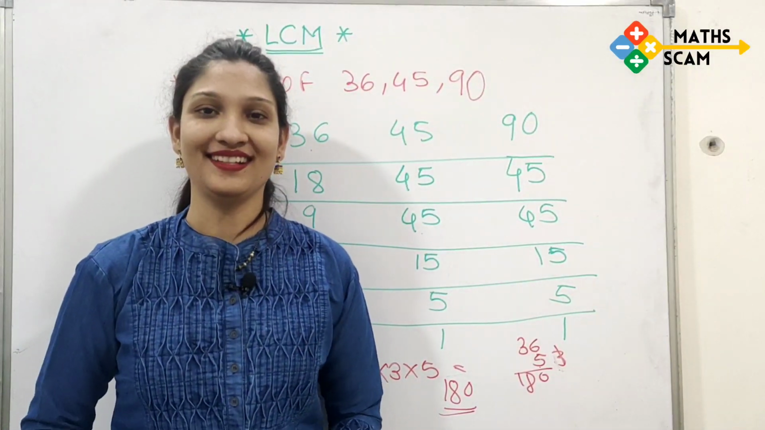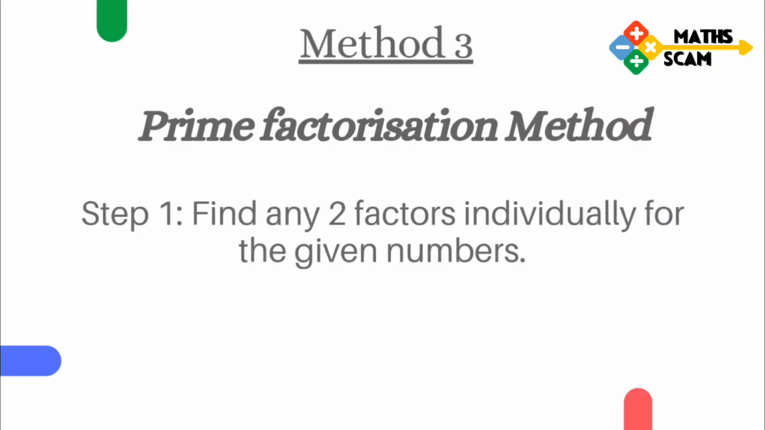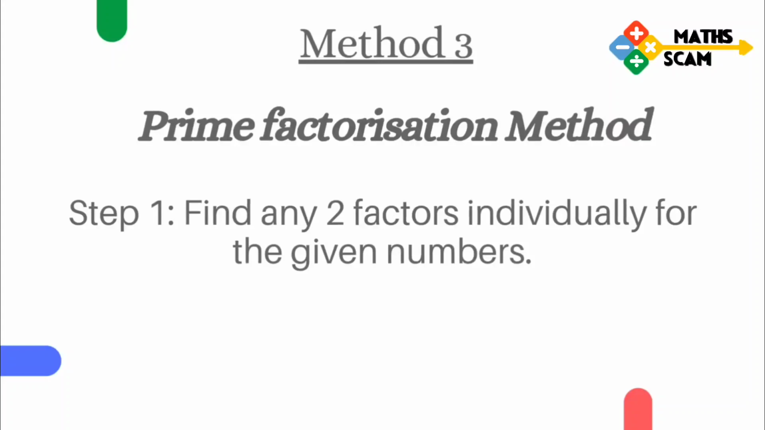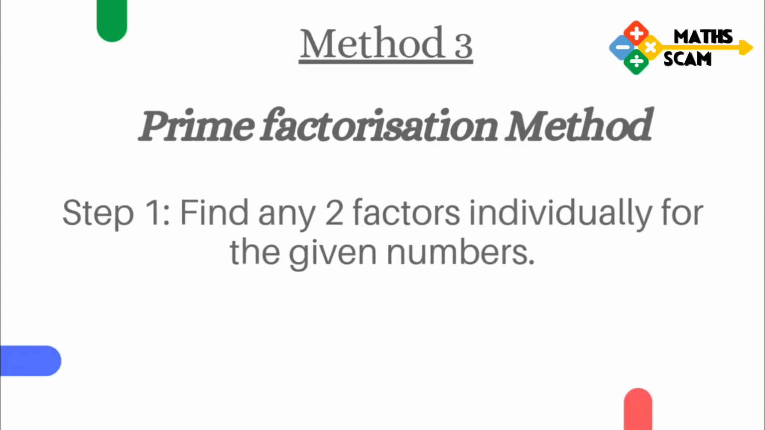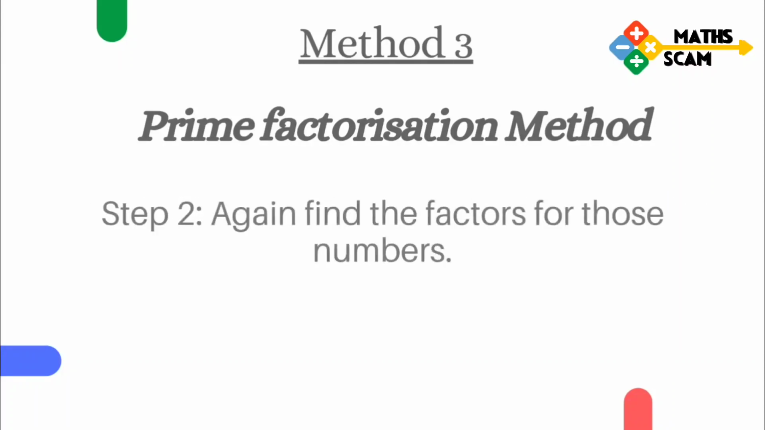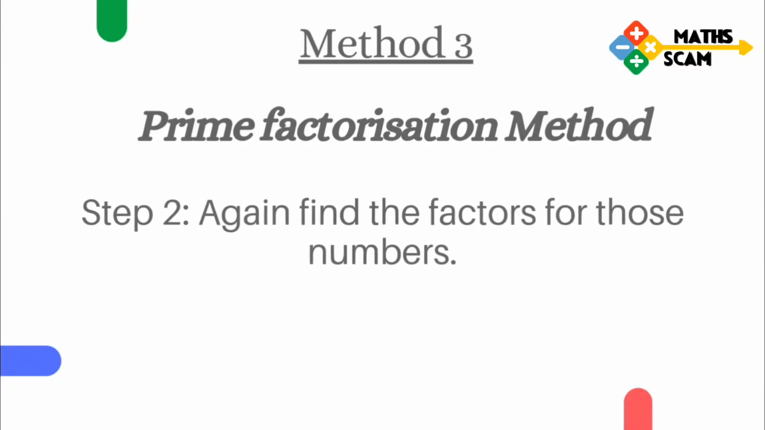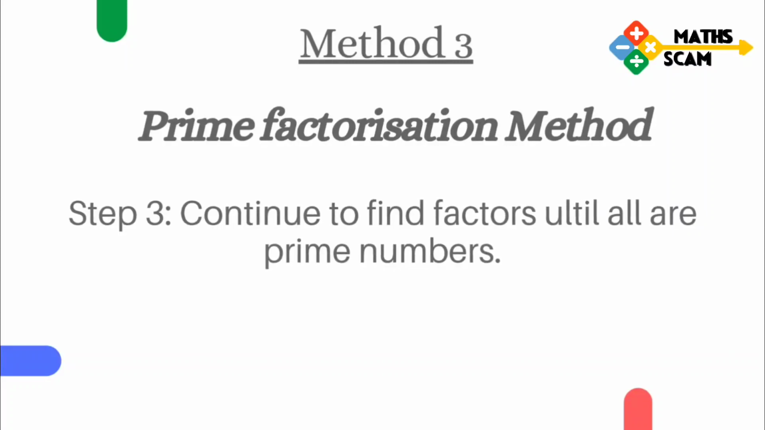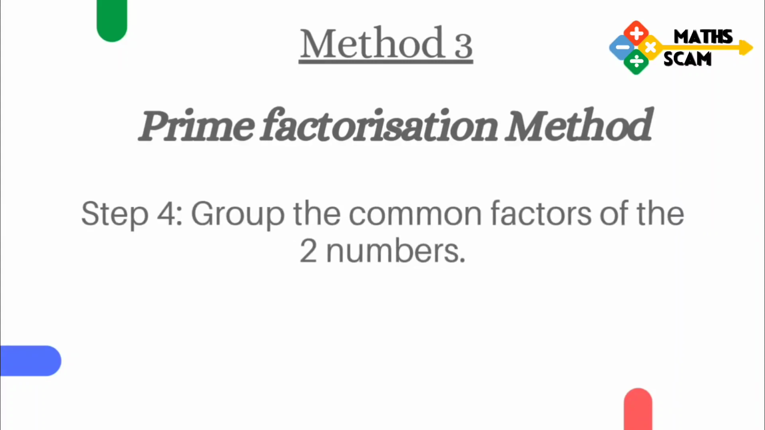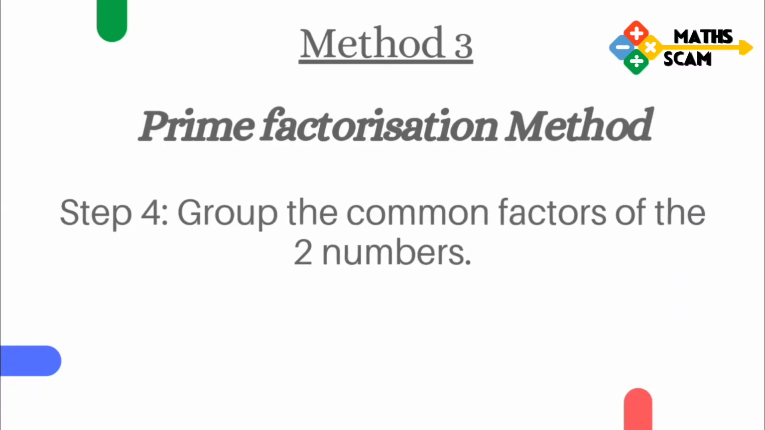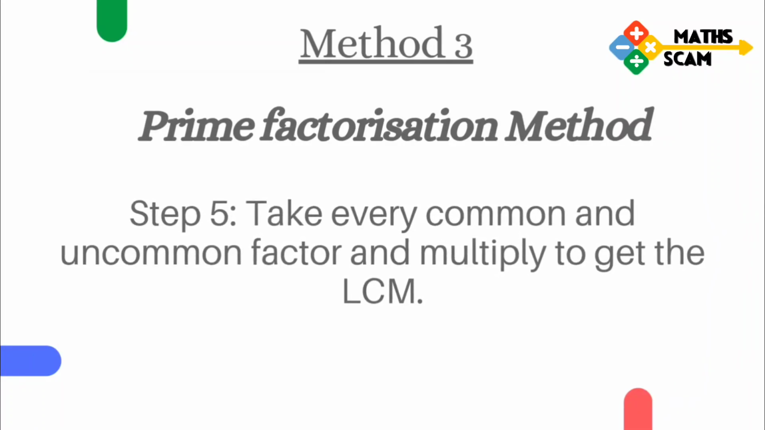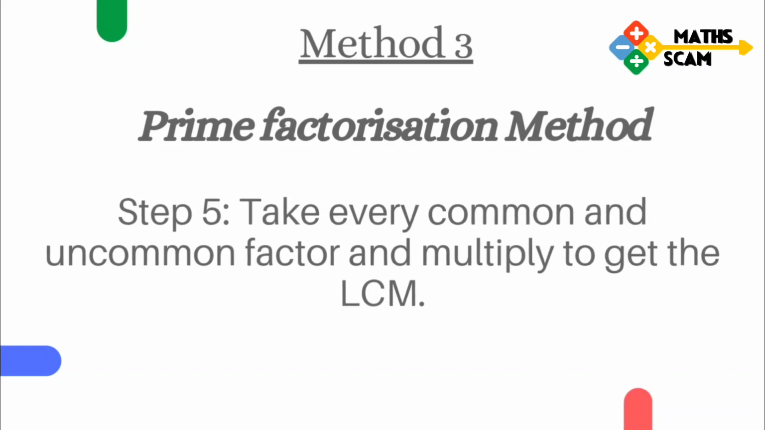You got this method? Method 3, the prime factorization method. This method is also known as the factor tree method. Step 1, find any two factors individually for the given numbers. Step 2, again find the factors for those numbers. Step 3, continue to find factors until all are prime numbers. Step 4, group the common factors of the two numbers. Step 5, take every common factor and uncommon factor and multiply to get the LCM.